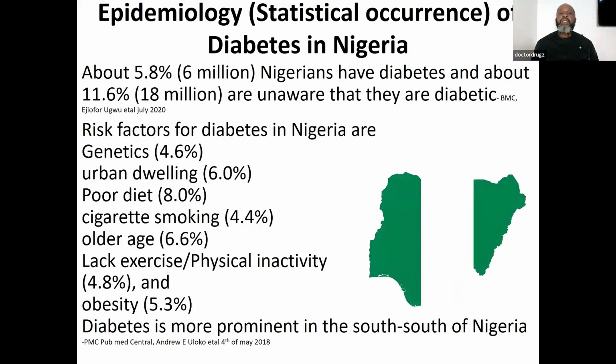So you can see that about 6 million Nigerians have diabetes, and about 18 million are unaware. What this means is that 6 million Nigerians have diabetes and they know, and 18 million do not know, as at the time the statistic was taken. That means 18 million people are just walking around, anything can happen anytime, and they don't even know that. That's why it's important one does these checks more often.